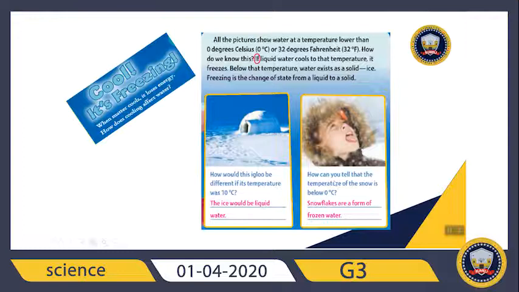And this picture, how can you tell that the temperature of the snow is below 0 degrees Celsius? Well, our answer could be snowflakes are a form of frozen water. In this case, we can understand that the snow is below 0 degrees Celsius.